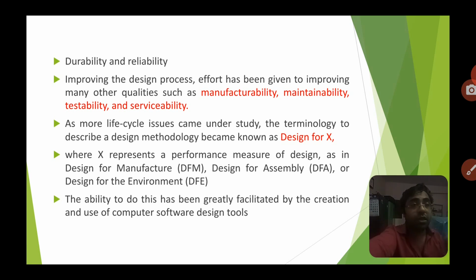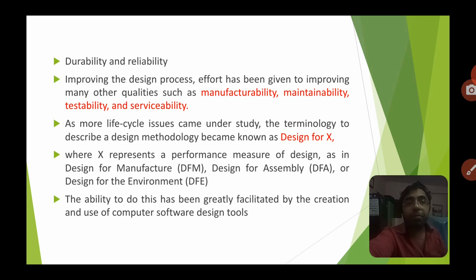Durability means it is long lasting. How long lasting? Long lasting is not long lasting. We cannot depend upon the company name, the brand, actually. Okay, so durability and reliability are factors for the design for X. How durable, how long lasting, and how reliable our product should be, we need to consider while we are going to design.